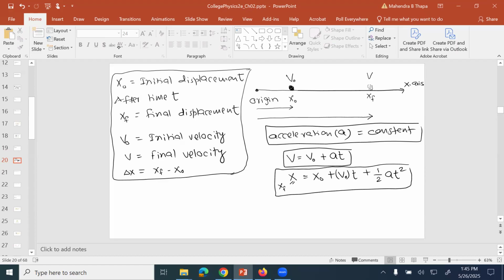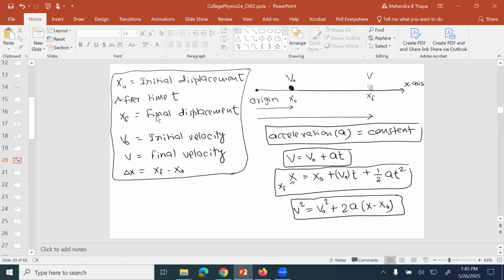The third equation we are frequently using is v squared equals v initial squared plus 2a times x minus x initial. So these are the three basic equations we are using for the motion along a straight line. So it could be x-axis or it could be y-axis. But these equations are for the motion along a straight line.